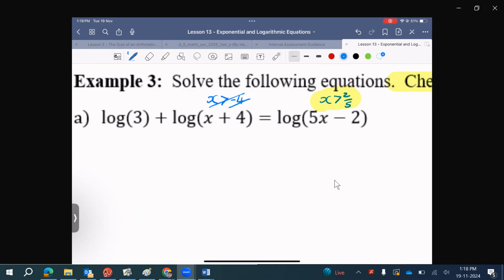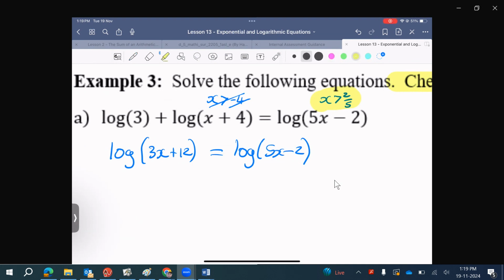Okay, let's put it together a little bit. We can use one of the laws, put this together into a single logarithm, and we get log of 3x plus 12 is equal to log of 5x minus 2. Now we've got two logs on either side. We can just take them away because the inner part of this bracket has to be the same as the inner part of that bracket, because you have the same function on the outside.